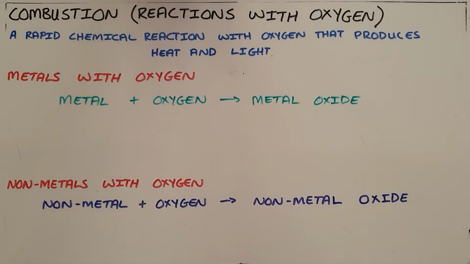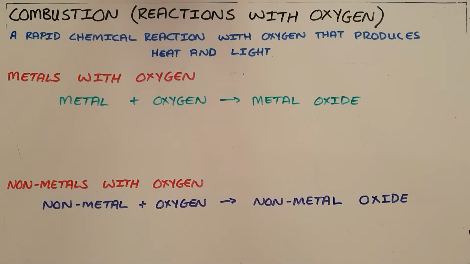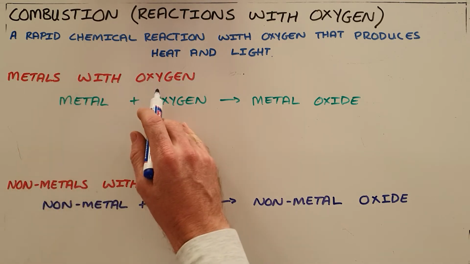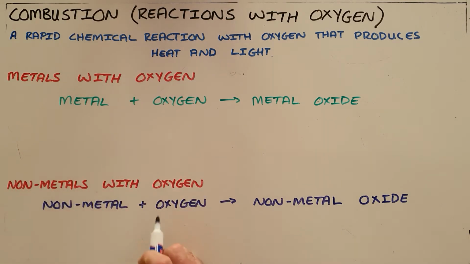A combustion reaction is a rapid chemical reaction with oxygen that produces heat and light. There are two types that we are going to be looking at. We are looking at the reaction of metals with oxygen and the reactions of non-metals with oxygen.